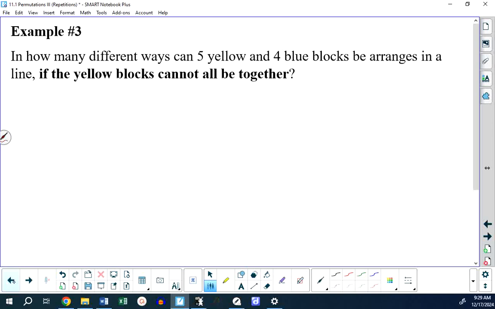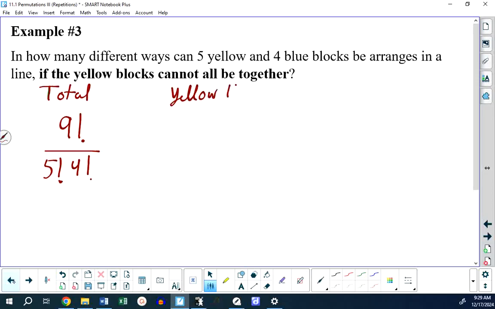So, put it this way, let's just go through all 3. If I said, how many arrangements are there? Would you agree this is the total number of ways to arrange those blocks? This is a total. We can calculate it in a minute. I'm not interested in the number right now. What about yellow together?